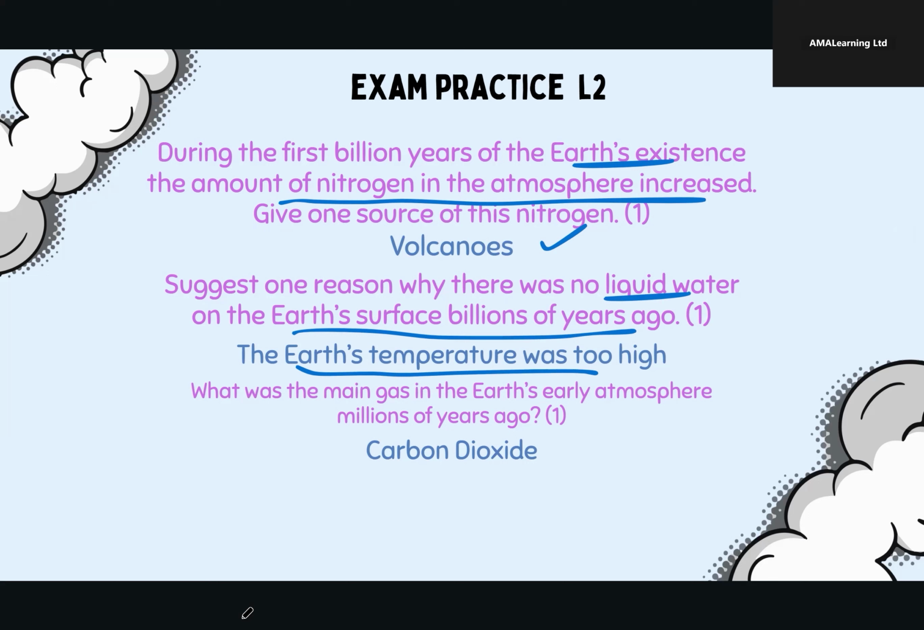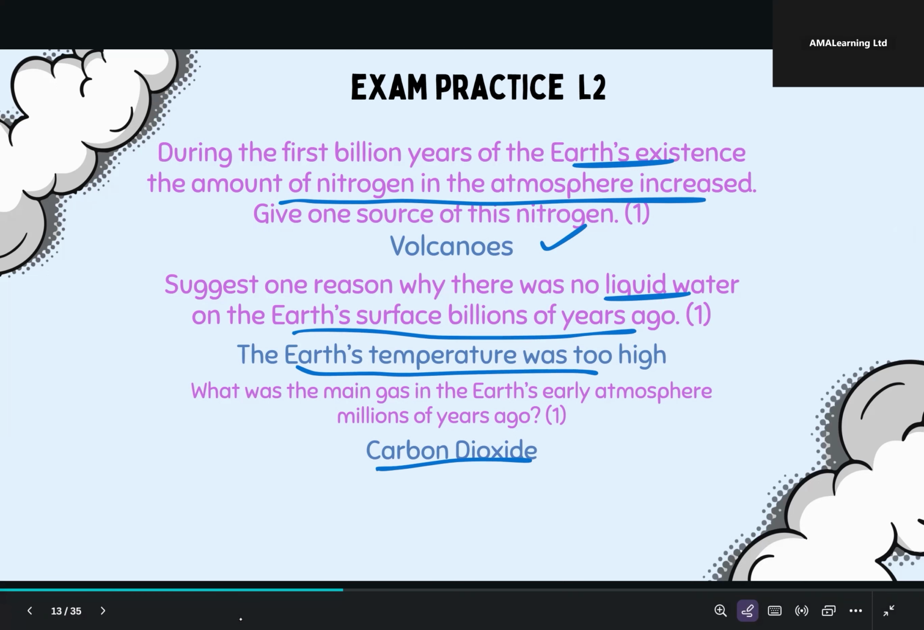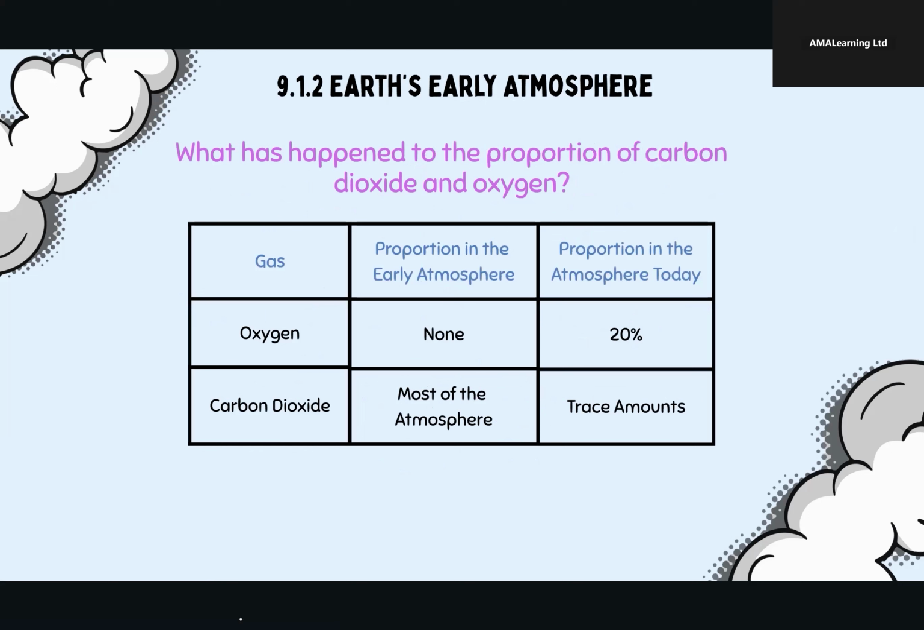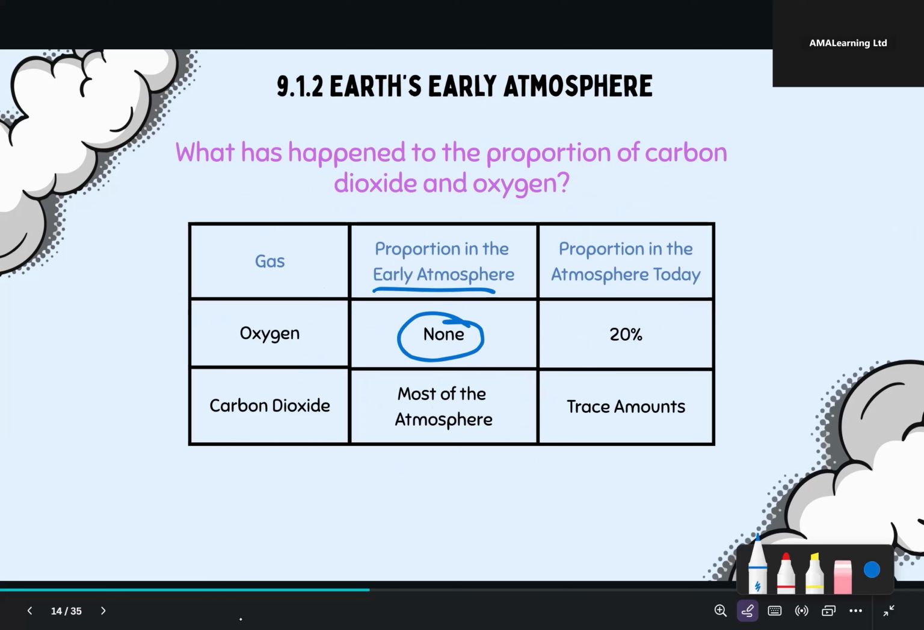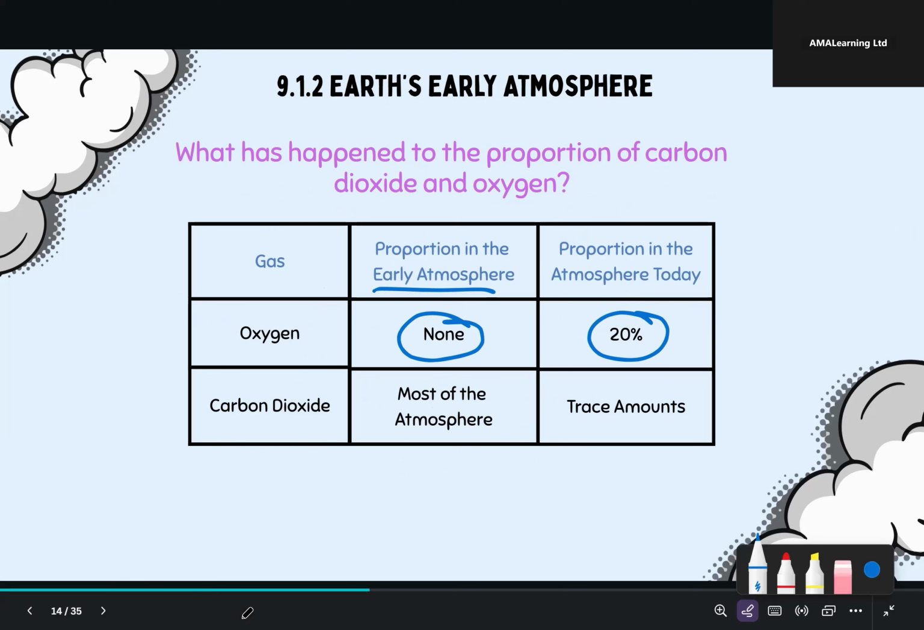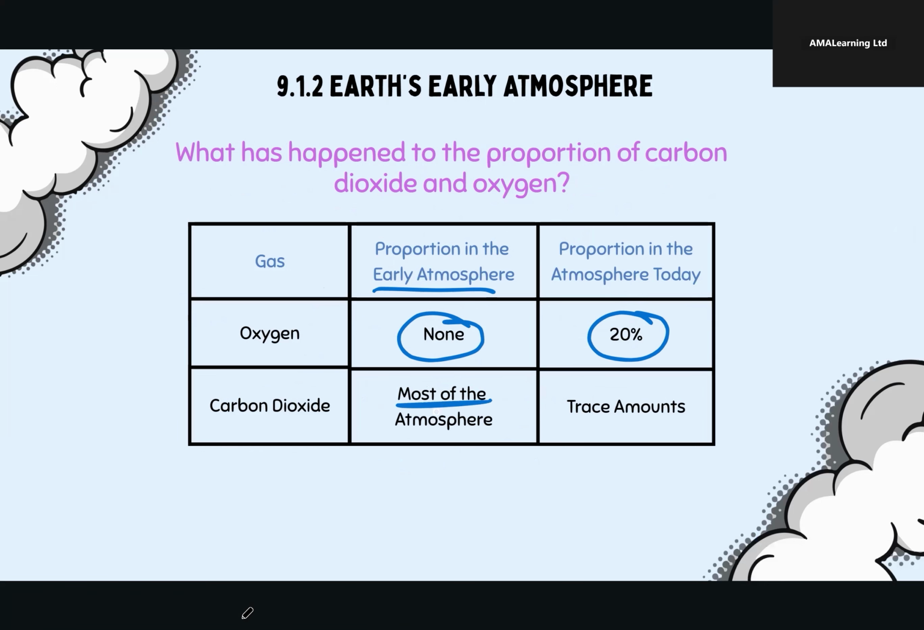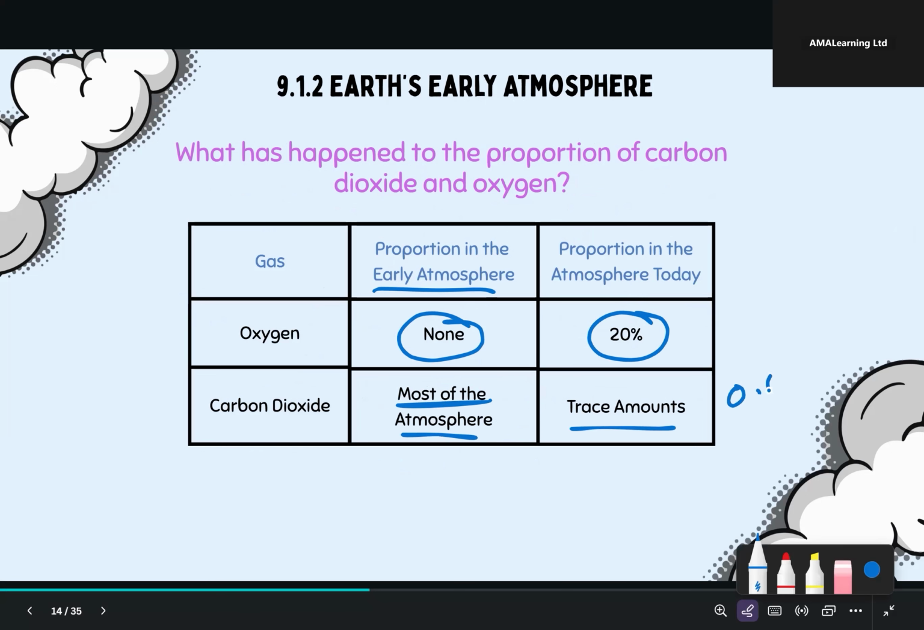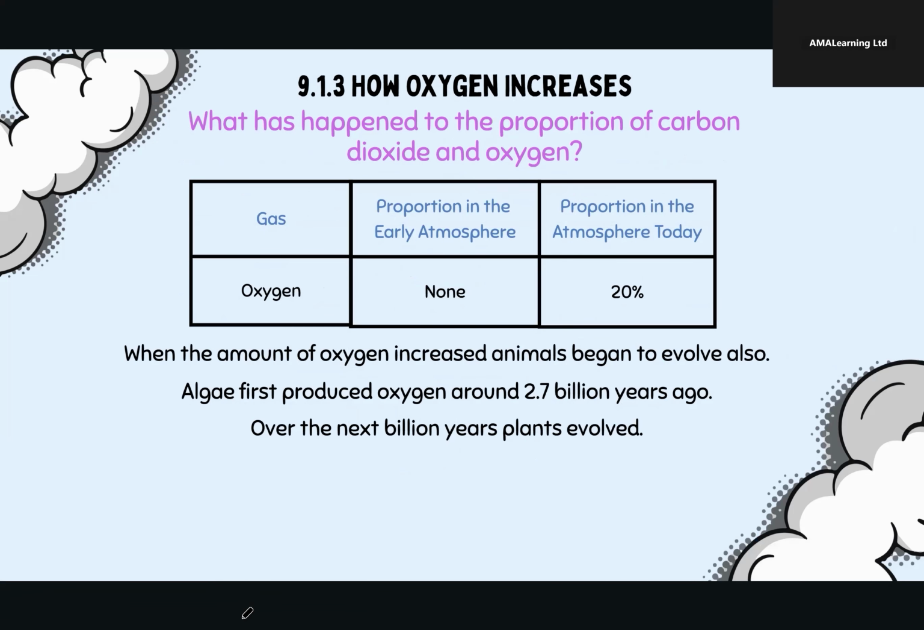What was the main gas in Earth's early atmosphere millions of years ago? Carbon dioxide. So the main gas in the air, other than, well, at this point, water has dropped into the oceans. And after that point, it would have been carbon dioxide. So in the early atmosphere, we would have had zero, none, or very little oxygen. But now we have about 20%, 21% of the Earth's atmosphere is now oxygen. Carbon dioxide was most of the atmosphere and now it's in trace amounts, around 0.04%. So when the amount of oxygen increased, animals began to evolve also.